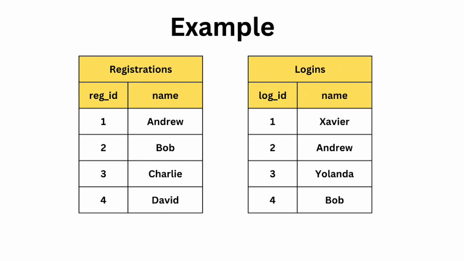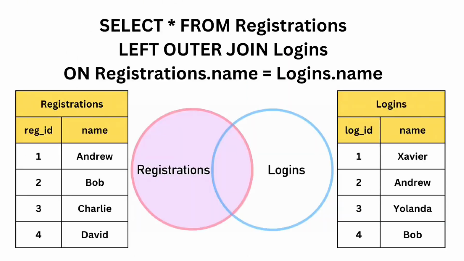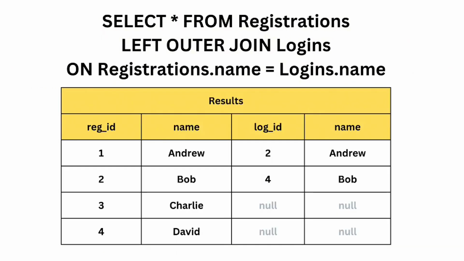So let's explore a left outer join with our two example tables. Here we have registrations and logins. So what we're going to say here is select everything from registrations, perform a left outer join on logins on registrations.name equal to logins.name. And what does this actually look like? Well, it's going to return the following. Recall that we're going to grab everything from the registrations table, and if there happens to be a match with the logins table, we'll go ahead and return it. If there is no match, we're still going to grab that information from the left-hand table, which is from registrations, but because there's nothing in table B for it, we're going to fill it in with null.